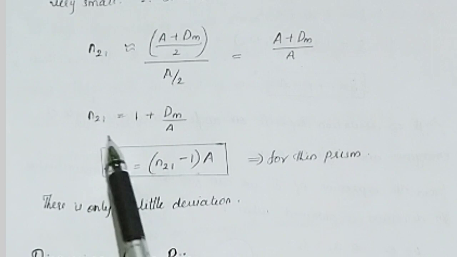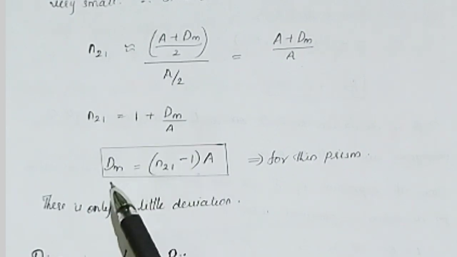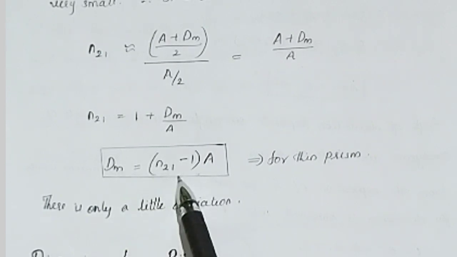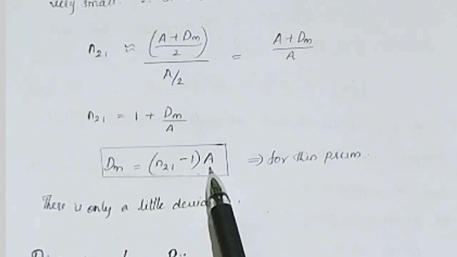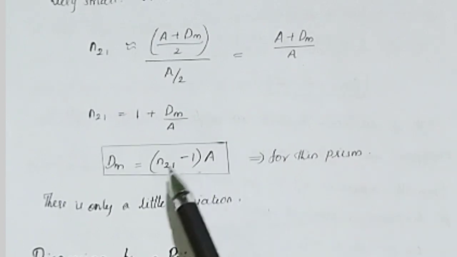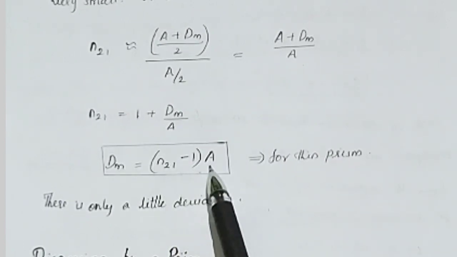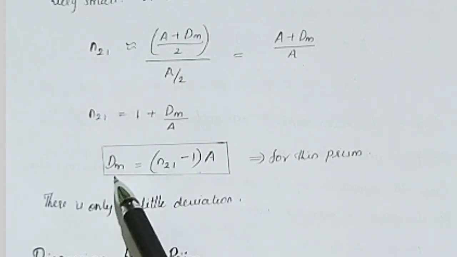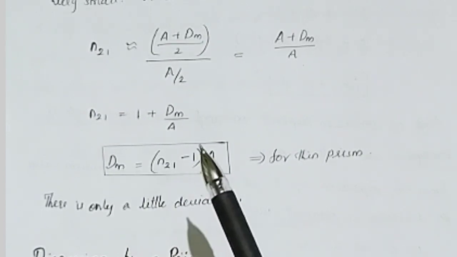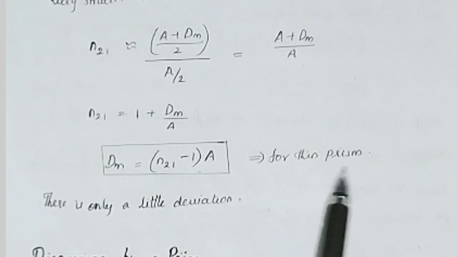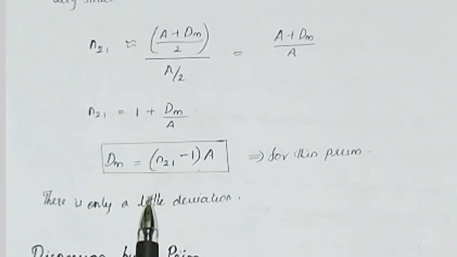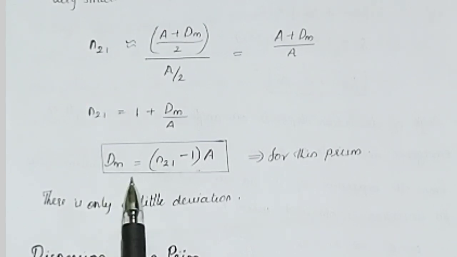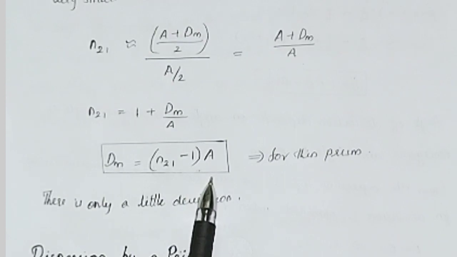So, this is the case of minimum deviation condition. Thus, we obtain an expression of angle of minimum deviation in terms of refractive index and the angle of the prism. So, if we know the refractive index and the angle of prism of the given prism, we can find the value of the angle of minimum deviation, and this is the case for a thin prism. So this is all about the refraction through a prism, and we obtain the expression for minimum deviation in terms of refractive index and the angle of prism.